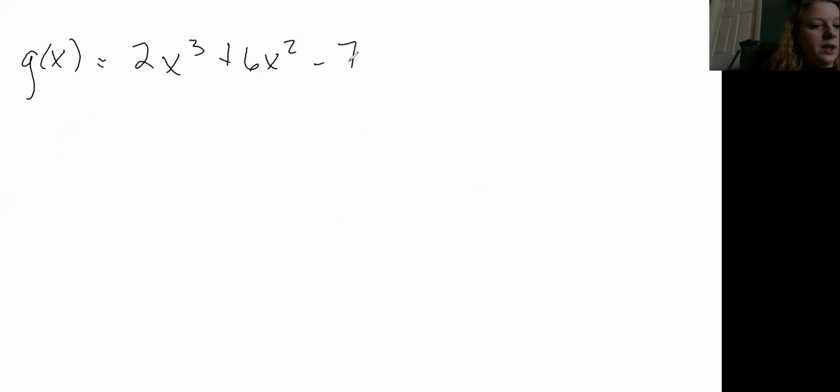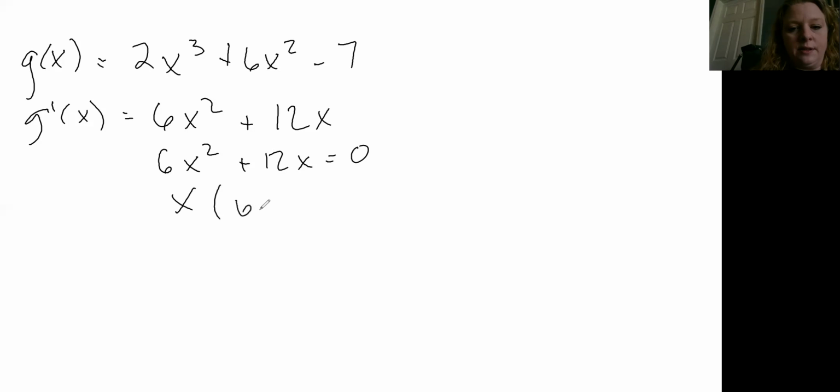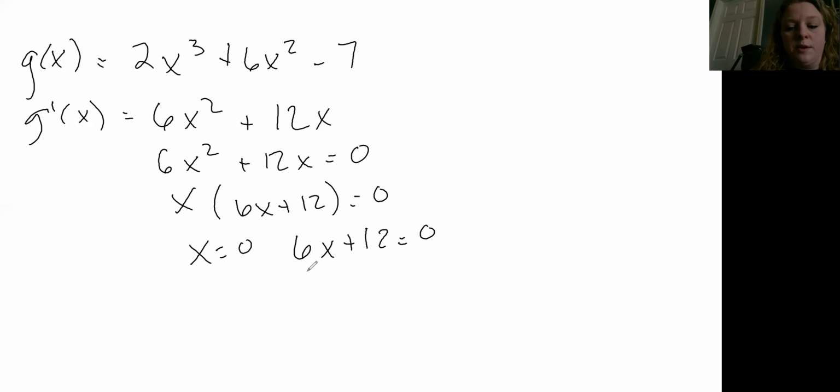So on 15, we have g of x is equal to 2x cubed plus 6x squared minus 7. And so we want to know where it's increasing and decreasing. That's our first derivative: 6x squared plus 12x. And then you set that equal to 0. So I'm going to factor an x out. So x equals 0 and 6x plus 12 equals 0. Bring the 12 over.